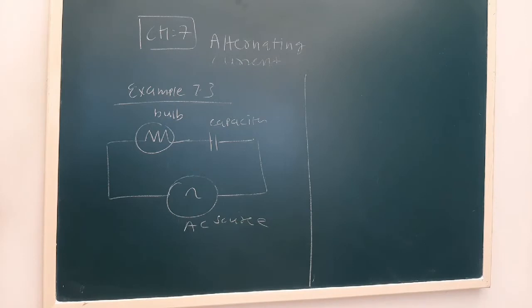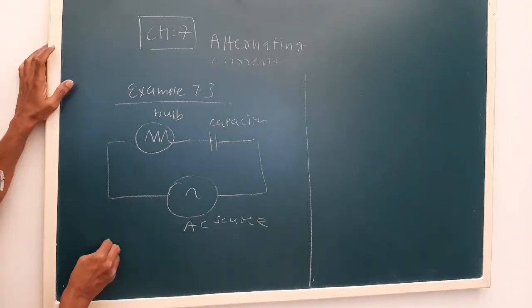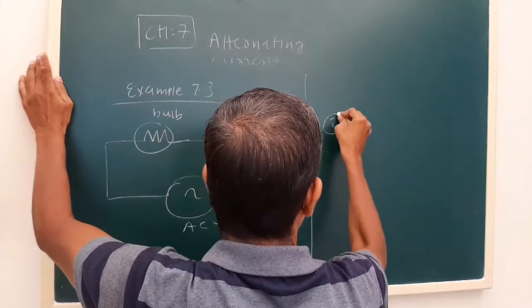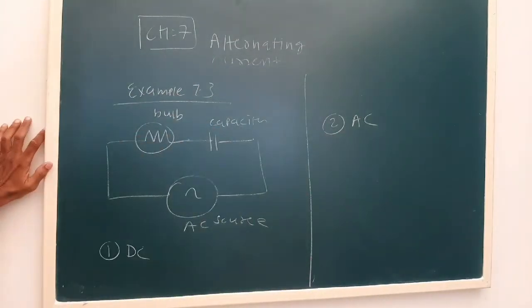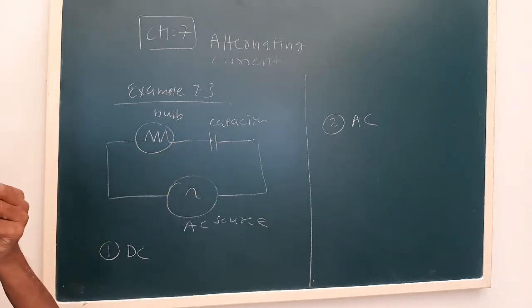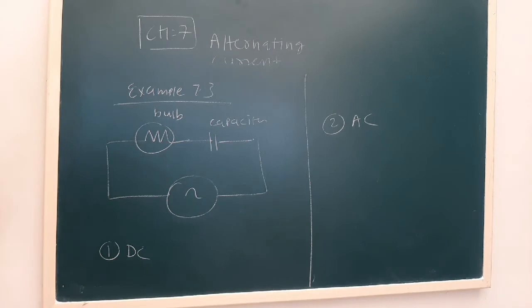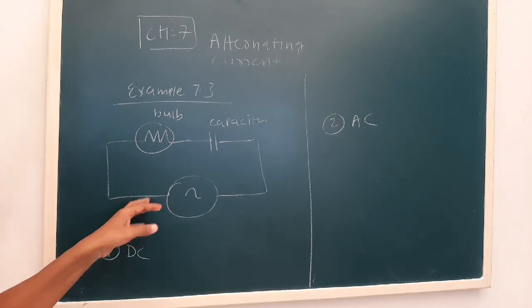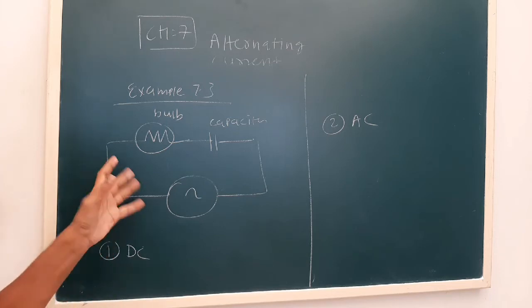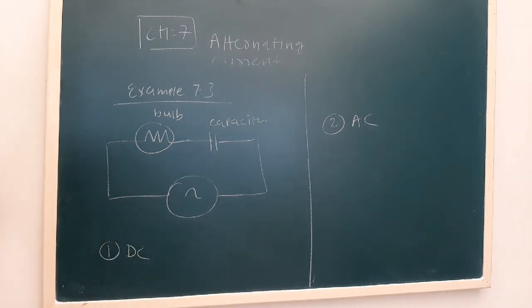Okay, it is given as an AC source. Now we have to discuss the cases: first for the DC, and second for the AC. In the DC source, once the capacitor is charged, all voltage will go to the capacitor, no voltage for the bulb, so the bulb will not glow.